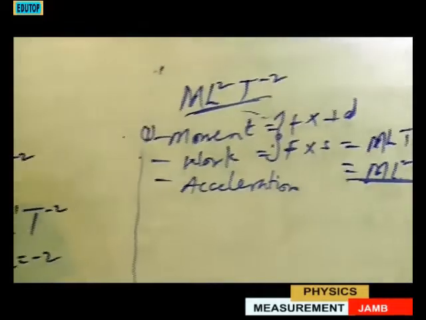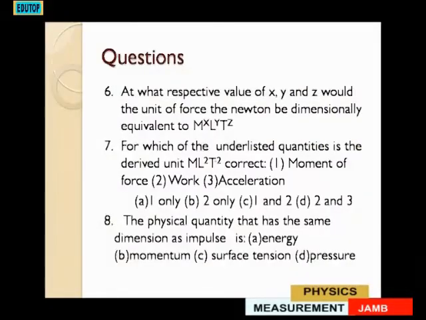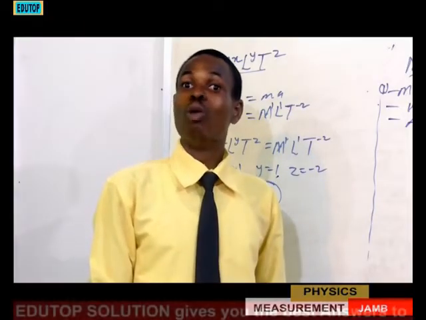Let's consider question number 8. The physical quantity that has the same dimension as impulse is: option A, energy; option B, momentum; option C, surface tension; option D, pressure. The right answer there is momentum.